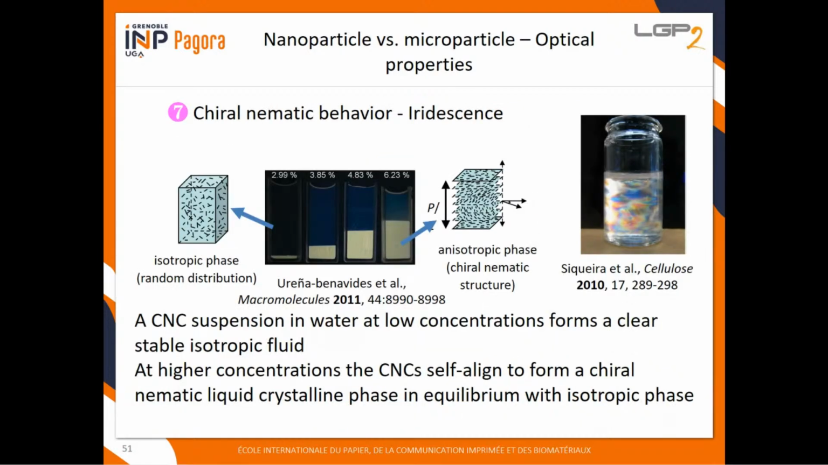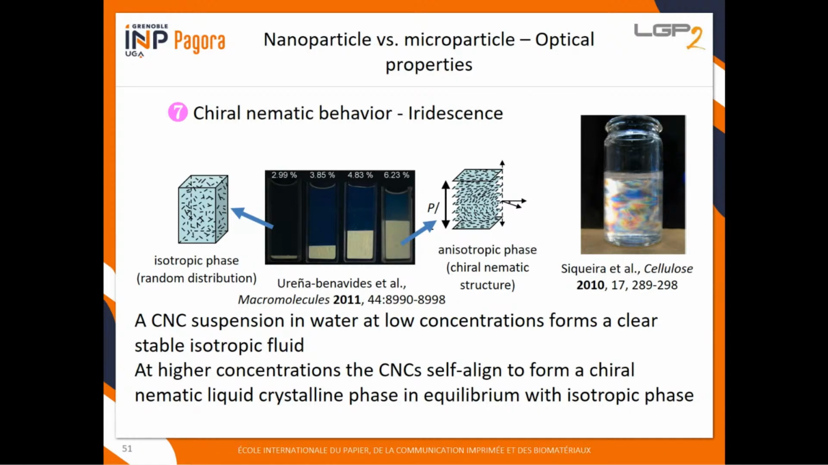Also regarding the optical properties, there is another interesting property which is observed only for nanorods, for chitin or cellulose nanocrystals. In fact, depending on the concentration of the nanorods, we can have an isotropic phase if the concentration is low, meaning that there is a random orientation of the nanorods, but by increasing the concentration of the dispersion, we have a self-alignment of the nanorods. And we obtain what is called a chiral nematic structure.